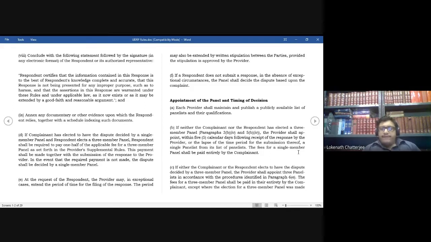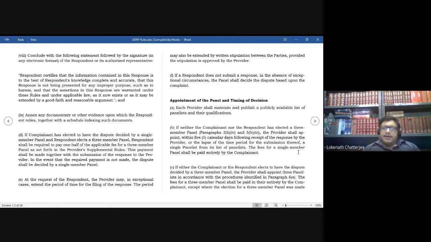Now, F is interesting. If a respondent does not submit a response, in the absence of exceptional circumstances, the panel shall decide the dispute based upon the complaint. Now, moving on, now that the complaint and the response to the complaint are done, the procedure of intimating the parties is done. Now, the panel gets appointed and the panel makes a decision.